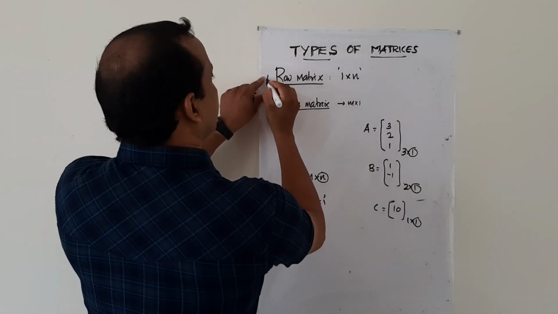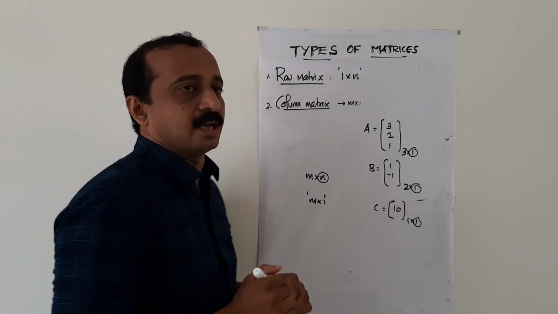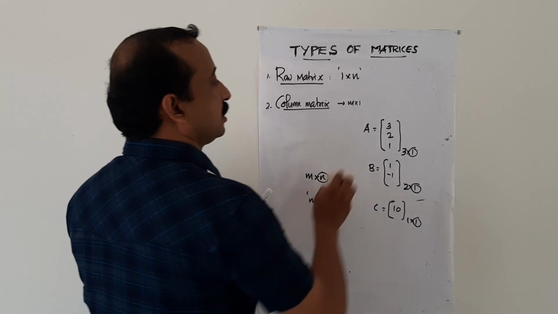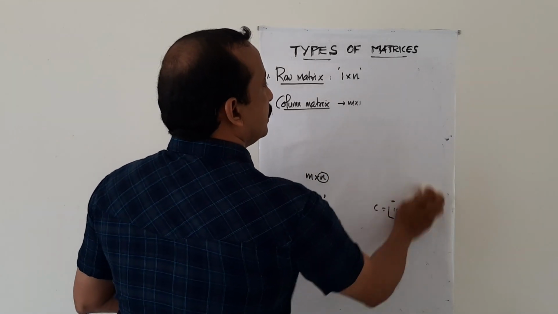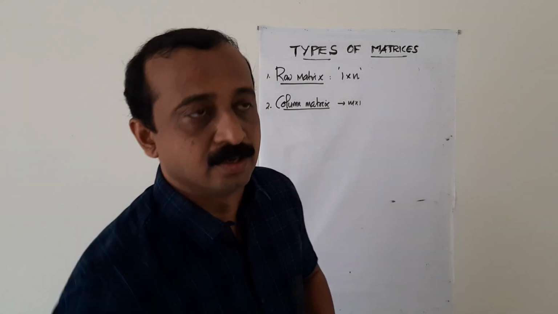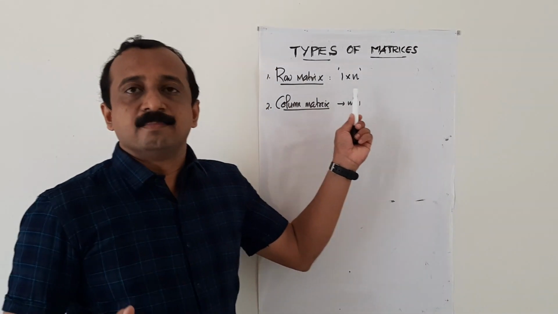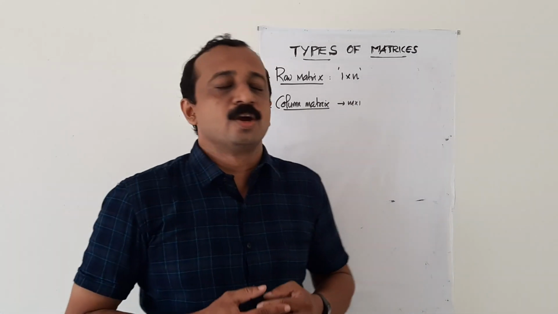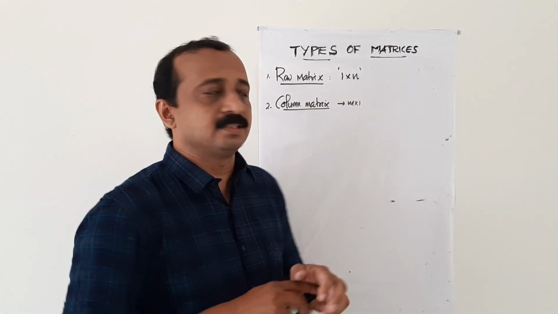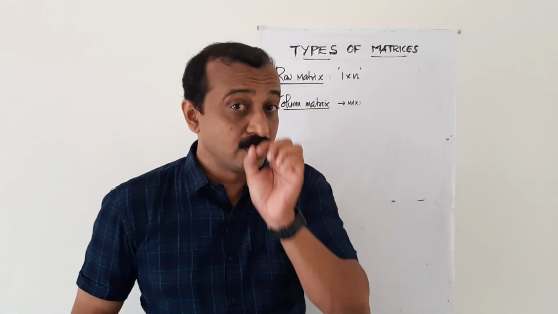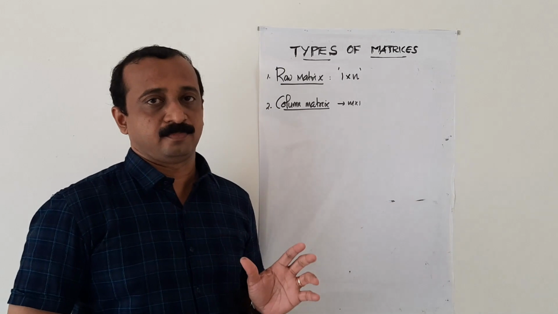These are the first two types of matrices. First is the row matrix and second is the column matrix. Any 1 by n matrix is called a row matrix and any m by 1 matrix is called a column matrix. That is, in a row matrix there is only one row, and in a column matrix there is only one column.